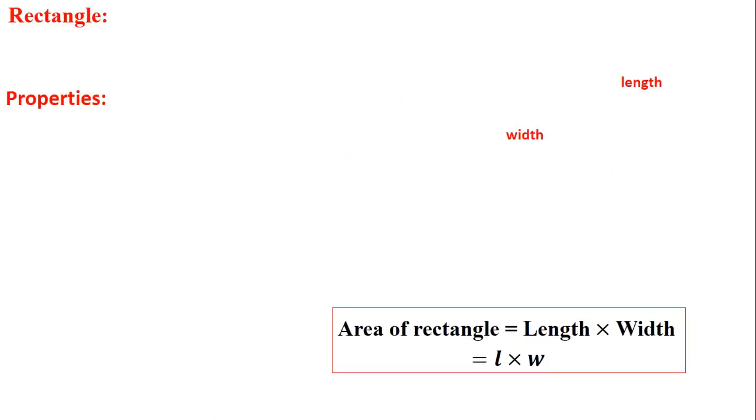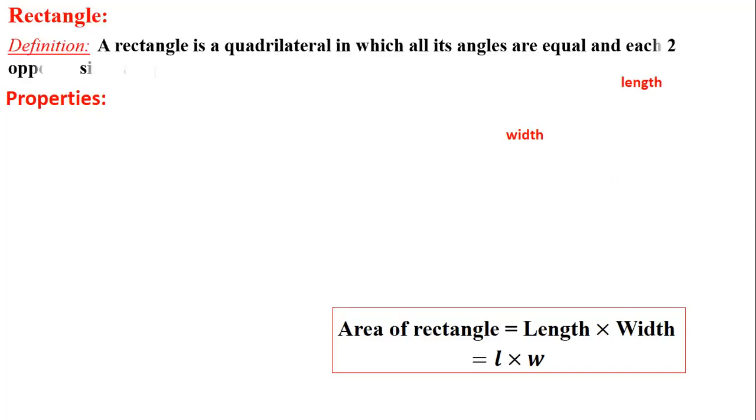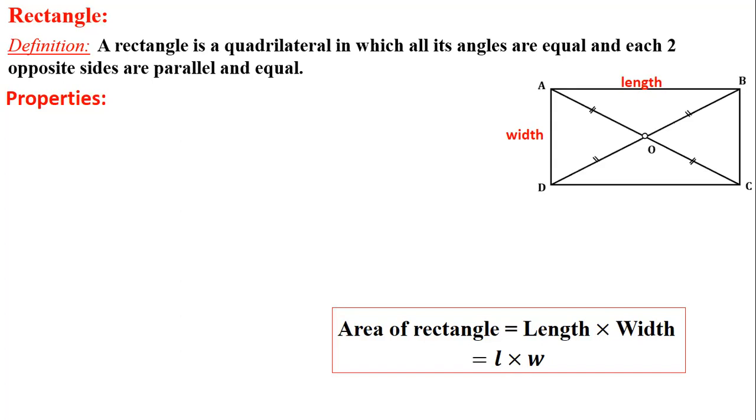Now we'll talk about the rectangle. A rectangle is a quadrilateral which has 2 equal sides. Each 2 opposite sides are parallel and equal. This is a rectangle. So AB is parallel to DC and equal, AD is parallel to BC and equal. Each 2 opposite long sides are called length. Each 2 small sides are called width.